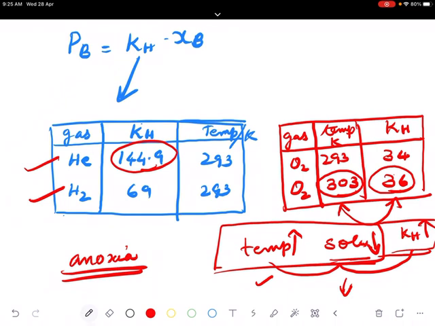Anoxia. So for people who are living at high altitudes or hill stations, what happens there? The partial pressure of oxygen is very less. If the partial pressure of oxygen is very less, the amount of oxygen present in the blood is very less. So their brain will be getting very little oxygen, and they cannot think clearly. This disease is called anoxia. So people who are living at sea level are more intelligent than those living at hill stations.